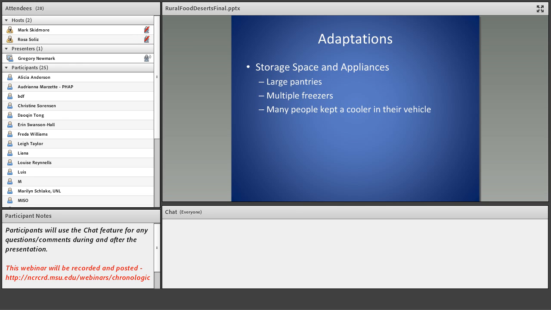Now, these adaptations, of course, require lots of space to store things and specialized appliances. So people talked about having large pantries, having multiple freezers in their basements, and by multiple, I mean like 3. And also another common adaptation was that people would keep a cooler in their vehicle so that if they were out, they could buy frozen or refrigerated food and have a chance at getting it home in the summer without worrying about it. And people also mentioned how the size of the cooler often limited what they could purchase.